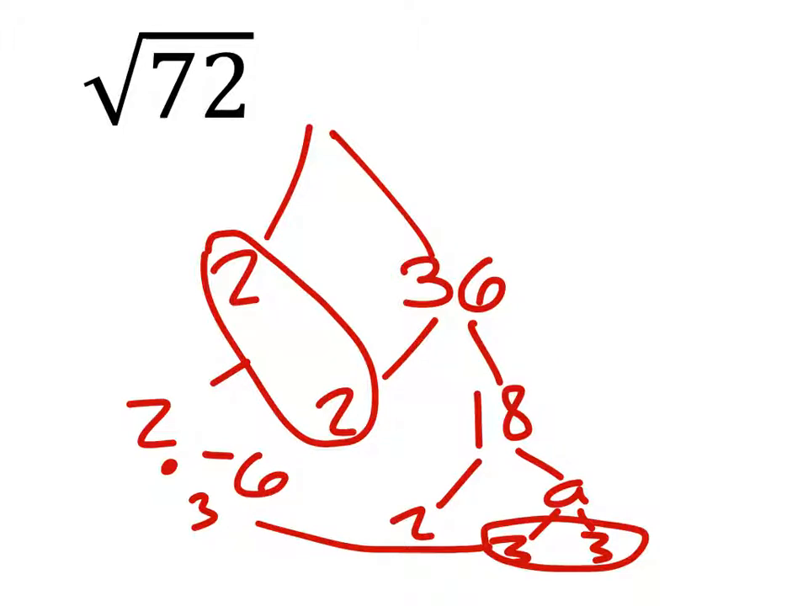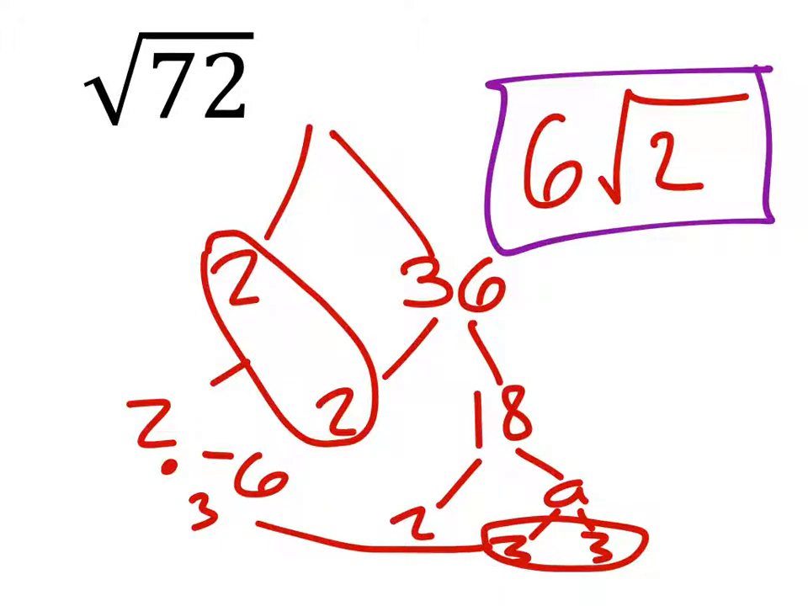And then 6 times the square root of 2. Bam. That was excellent. Mind blown. Good job, Austin. I'm proud.